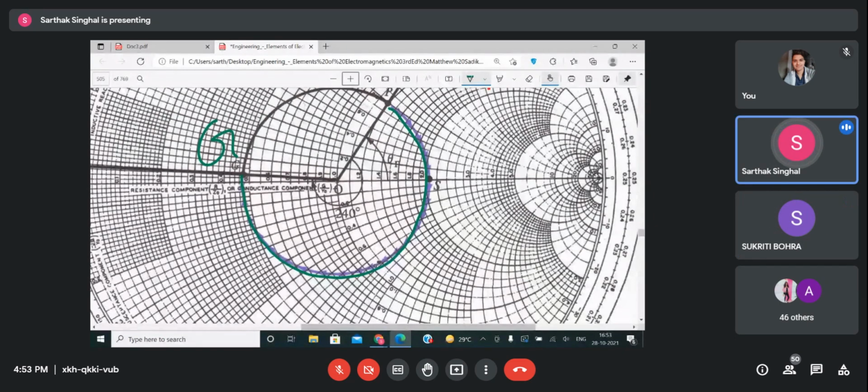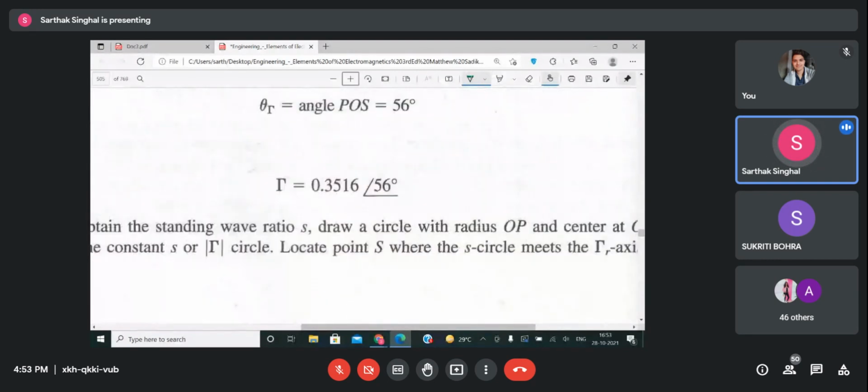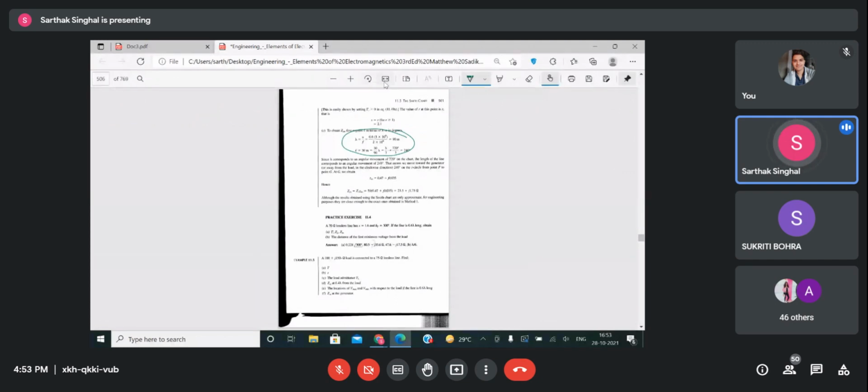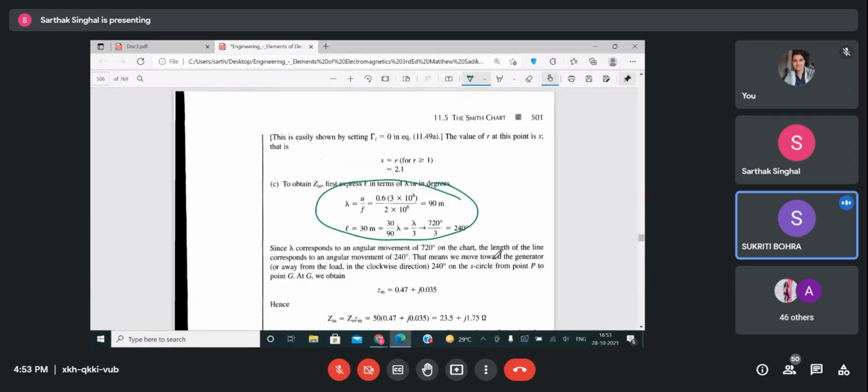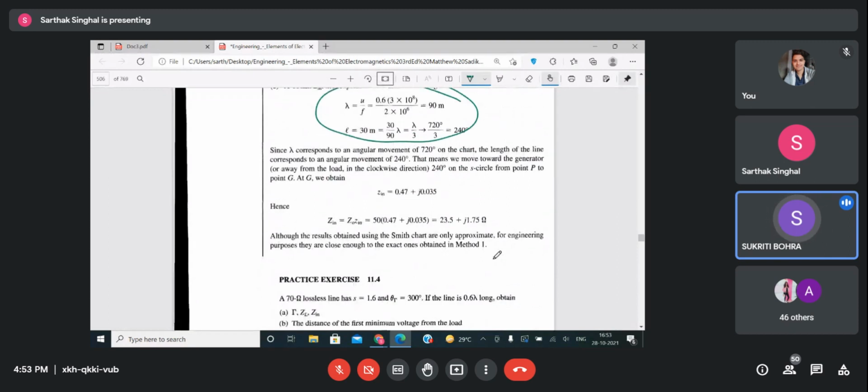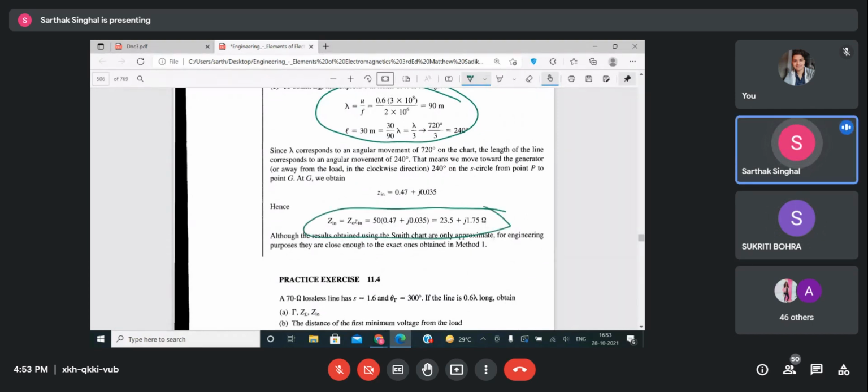Is this process clear? Yes, sir. So you will note down the value at G. This is the normalized input impedance. By multiplying it with the characteristic impedance, you can calculate the value. We got the normalized input impedance, then we will multiply it with Z naught. So you will get the actual value of the input impedance.